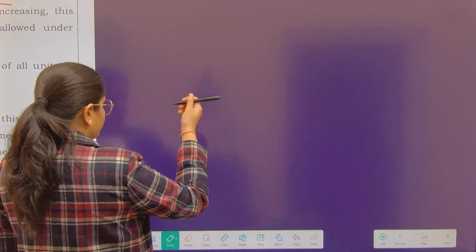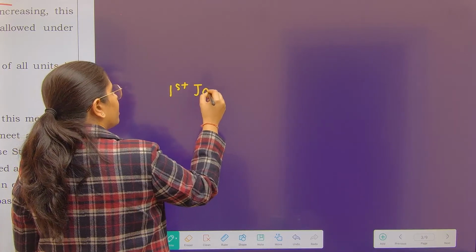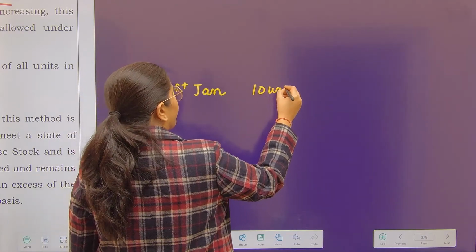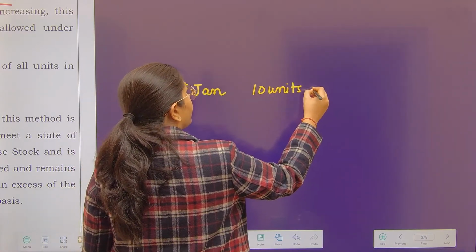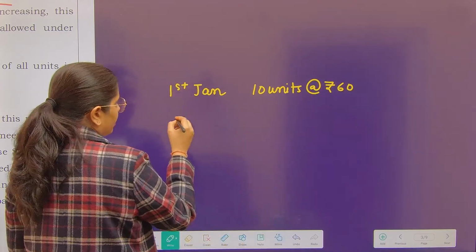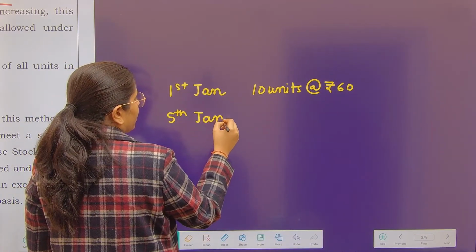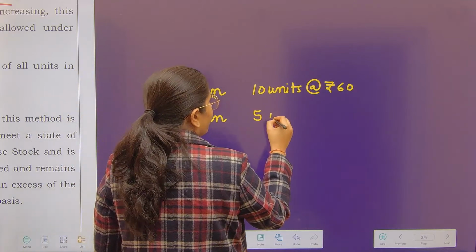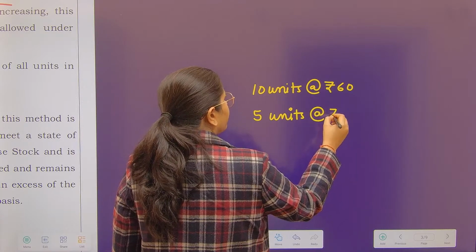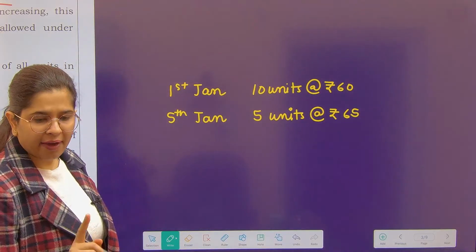See over here, suppose on 1st January I purchased 10 bags of maida at the rate of 60 rupees. Fine. On 5th January I purchased 5 units at the rate of 65. Right? Now I have two options.